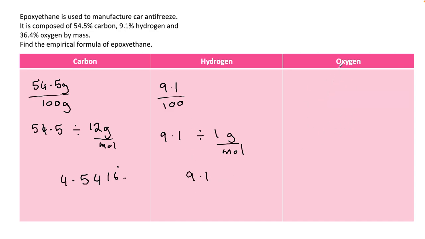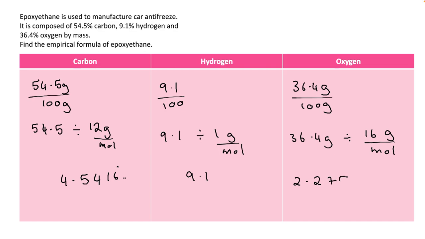In the last one then for oxygen, we had 36.4%, which is per 100. To get that into moles then, I need to take my mass and divide by the molar mass of oxygen, which is 16 grams per mole. If I do that out then, 36.4 divided by 16, that's going to give me 2.275.